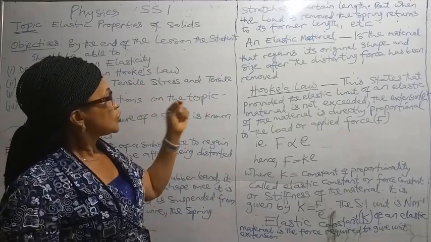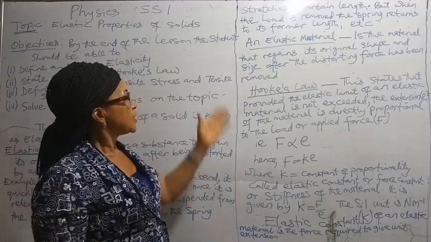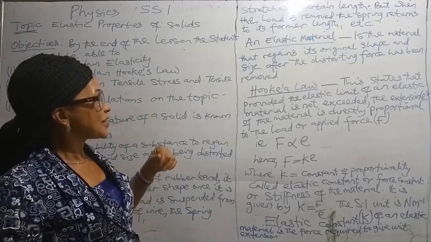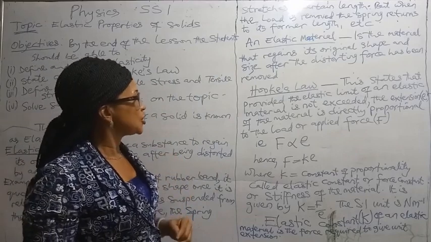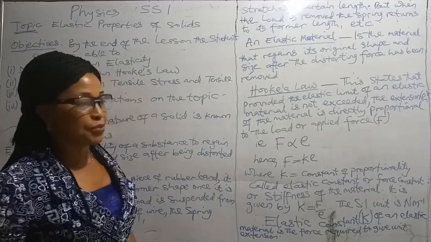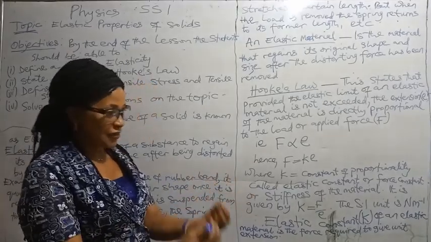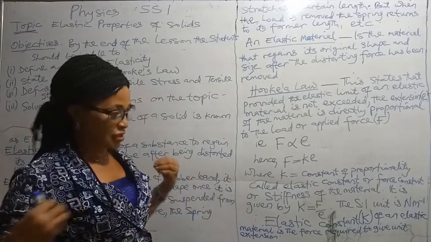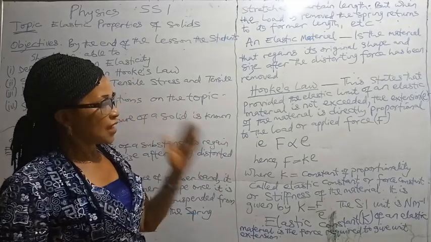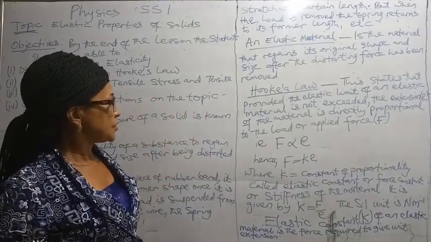Then, what do we mean by an elastic material? We said here that an elastic material is the material that regains its original shape and size after the distorting force has been removed. When you have removed the distorting force, if that material is able to recall back to the original shape, you now say that that substance is an elastic material.